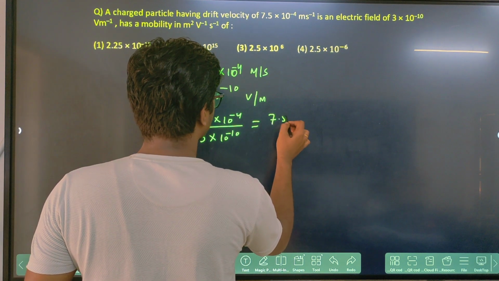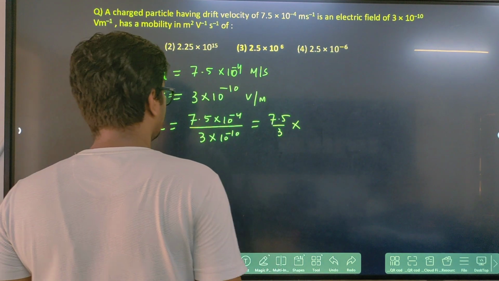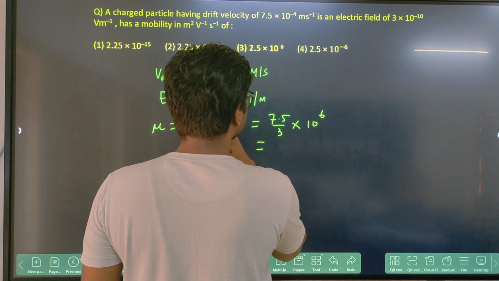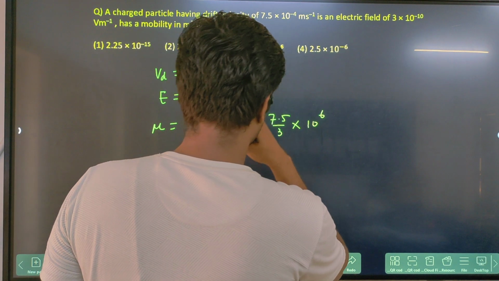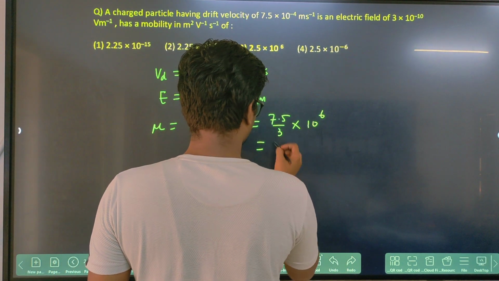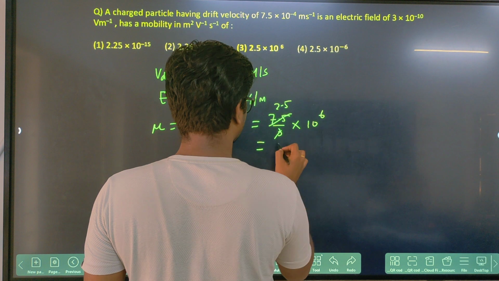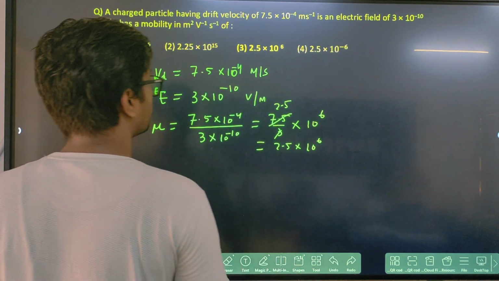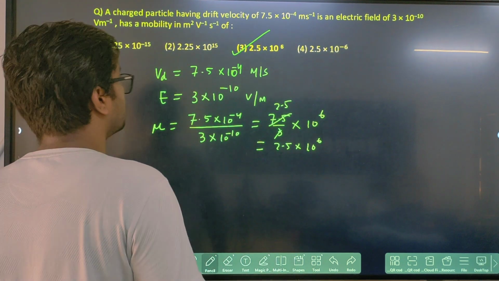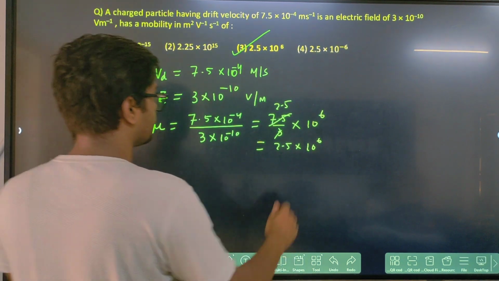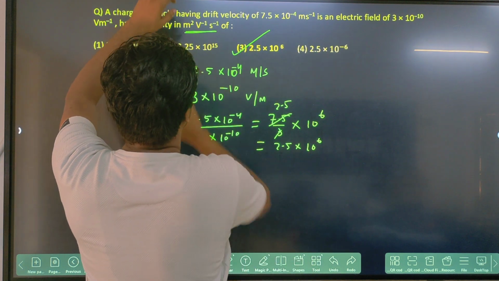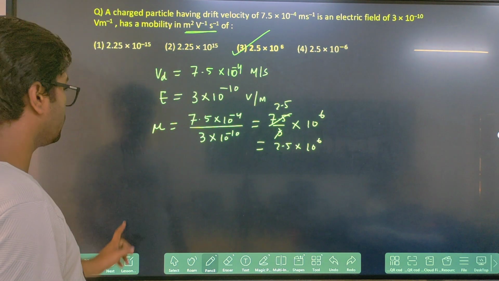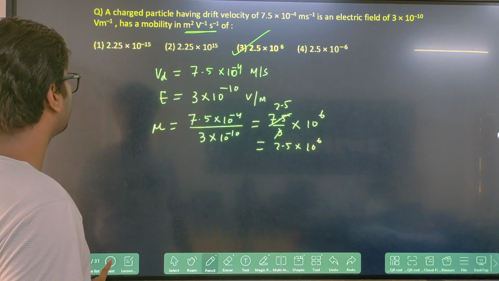So this will be 7.5 divided by 3 into 10 to the power 6. How much will it come? It will be 2.5. So you can see this will be 2.5 into 10 to the power 6. Which option will be correct? Option number 3 will be correct. And this unit, you can write here. This is the mobility. You apply that formula and easily you will get it, right?